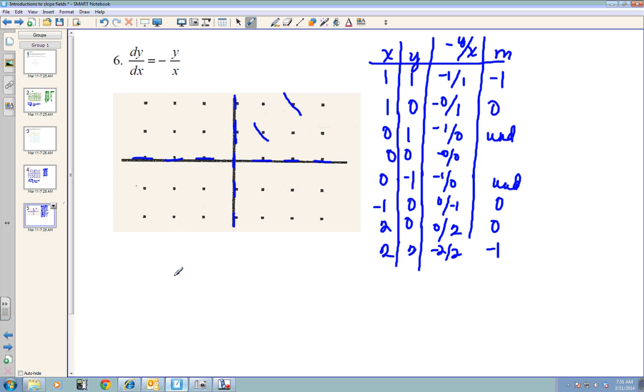Okay, so your job is to finish problems 1 through 6, and then on the back of that page, your job is to match up the differential equation with its slope field. So for right now, you're only doing problems 1 through 14 on your worksheet.